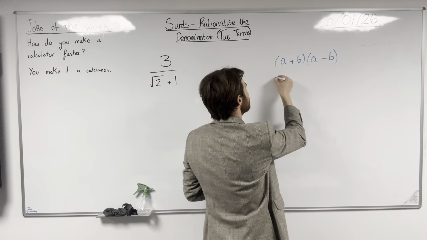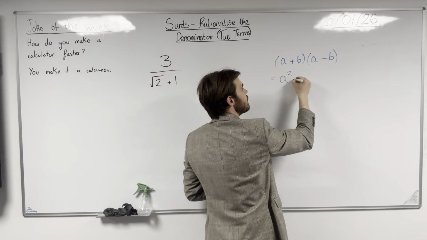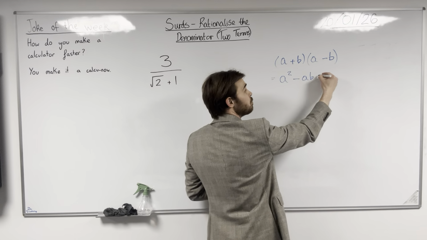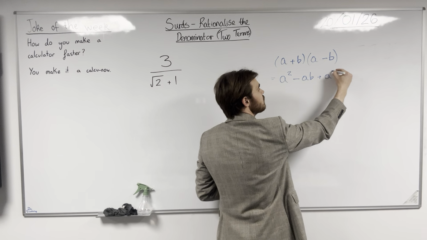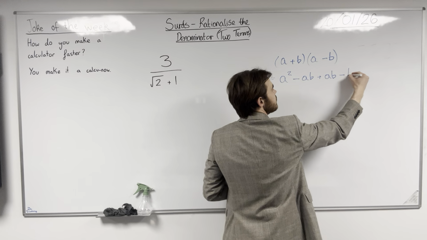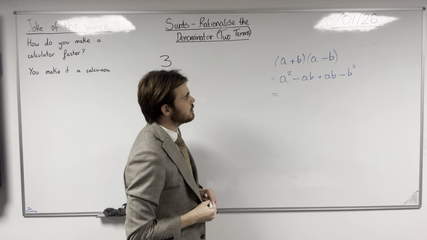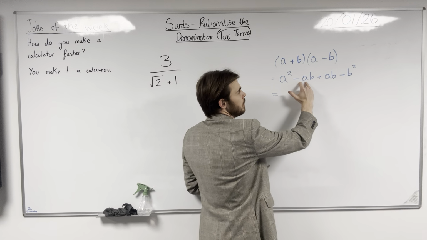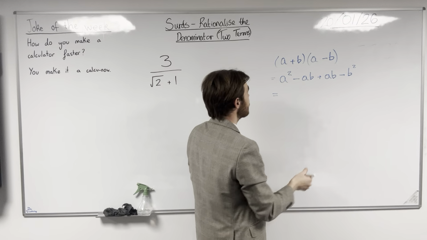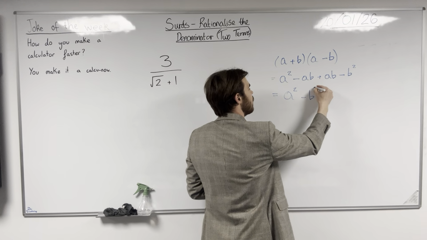We get A times A is A squared. A times negative B is take away AB. Then we've got B times A, that is the same thing. I'm going to put the A first for algebraic order. And then B multiplied by negative B is negative B squared. Now, what that ends up becoming is the AB and the AB cancel out, because one's a positive and one's a negative. So we have A squared take away B squared.